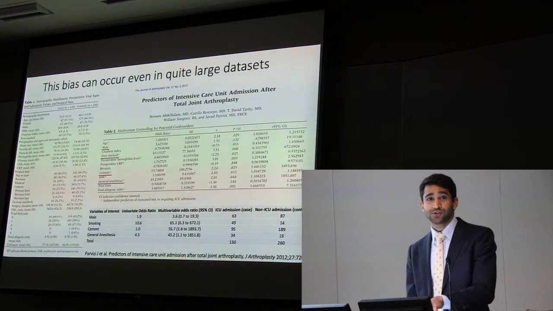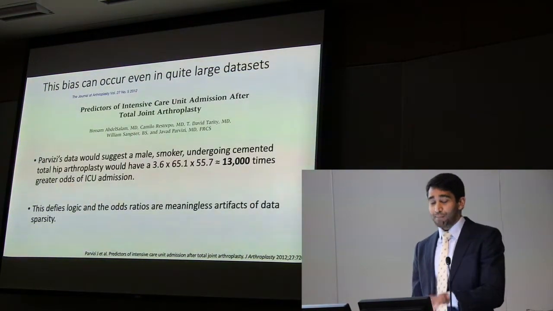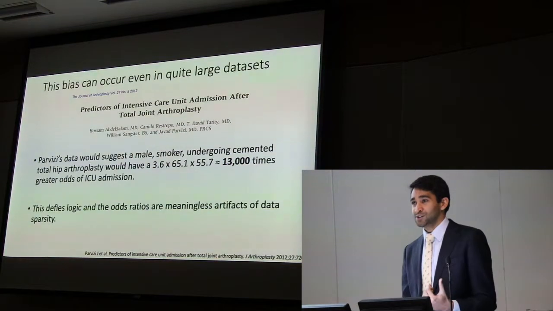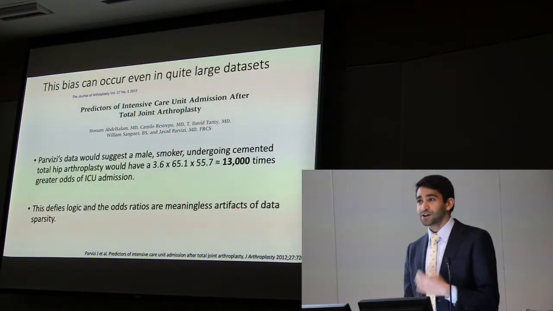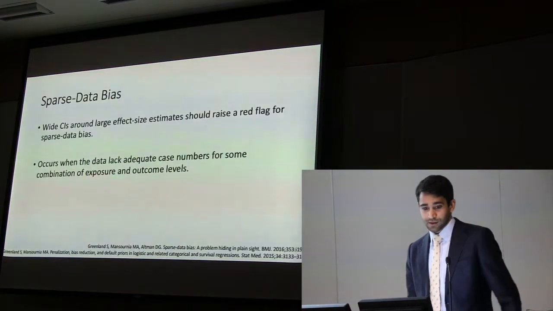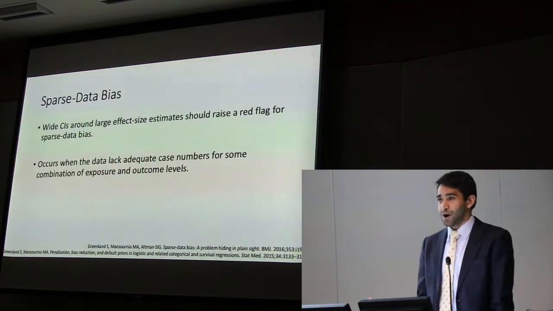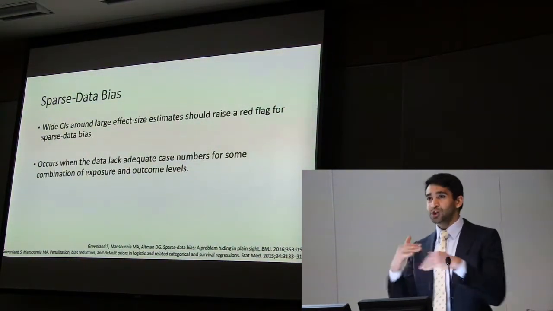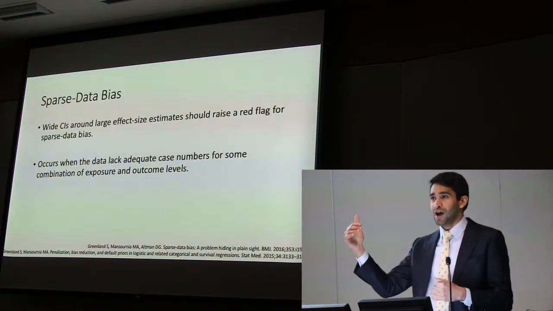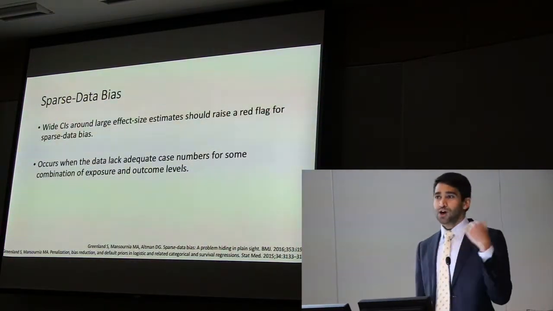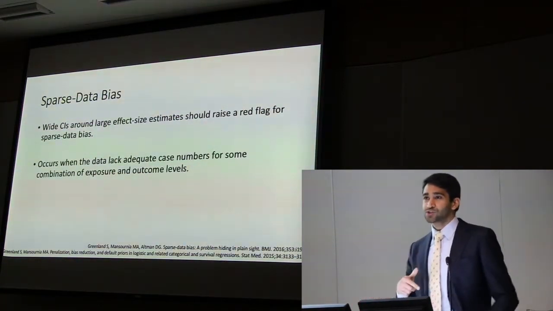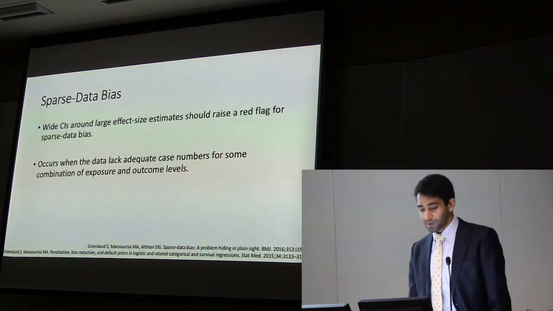If we take these odds ratios to be true, that means that a male smoker who underwent cemented total hip arthroplasty has a 13,000 times greater odds of ICU admission. Makes zero sense, right? It's clearly a statistical artifact. So sparse data bias, know when it occurs based on wide confidence intervals. It occurs because there's a lack of adequate case numbers when you start to subgroup, when you start to control for enough confounders. We historically thought, if there's 130 cases, you could control for 13 variables in the model, 1:10. That's not true, as Parvizi's article showed.